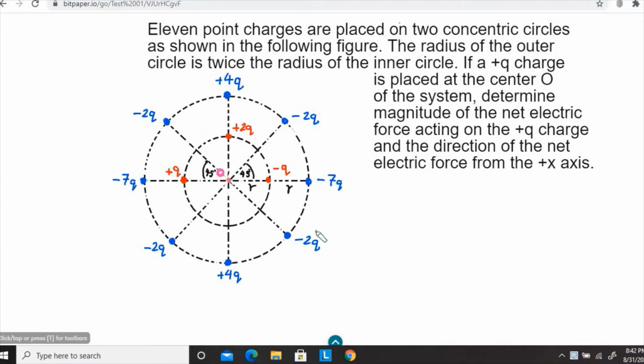This is another example involving the application of Coulomb's law. At this point, if you like, you can pause the video and try out the question by yourself. So let's read the question.